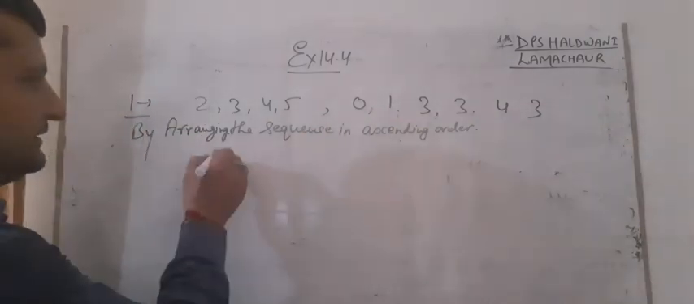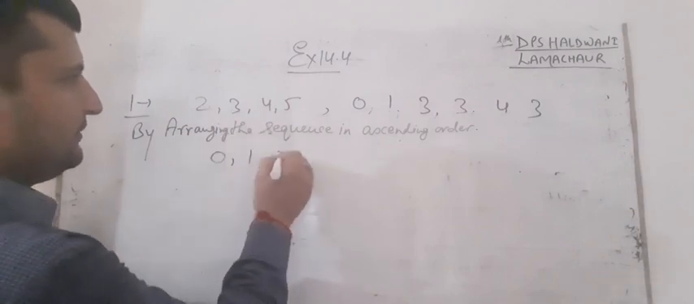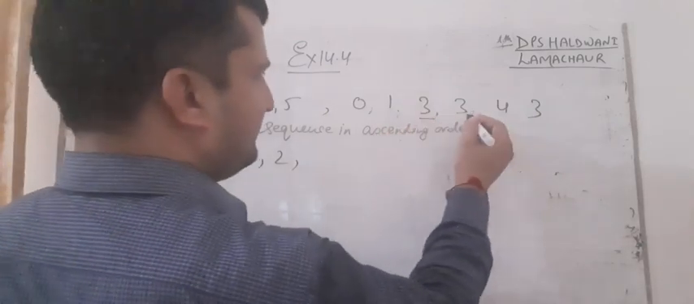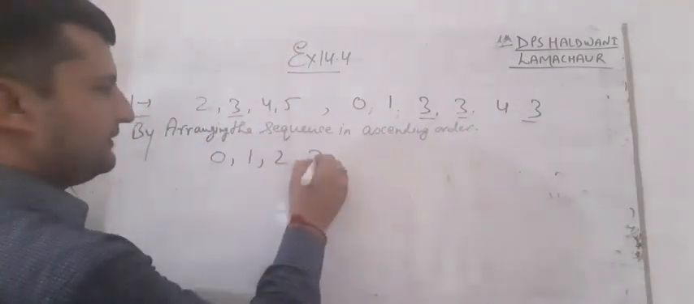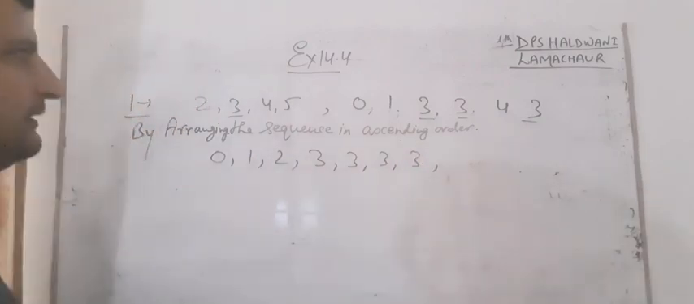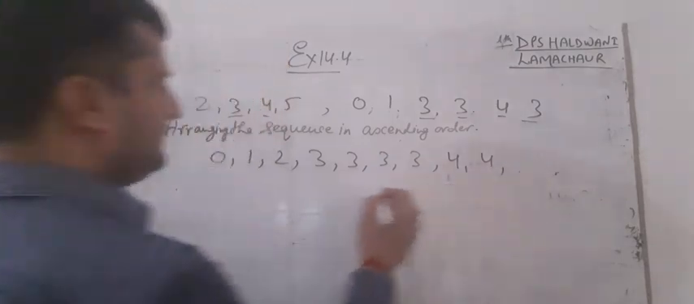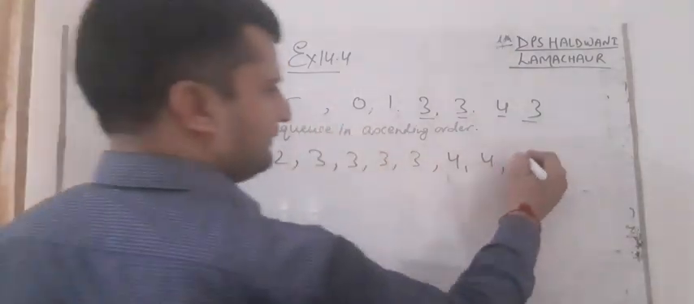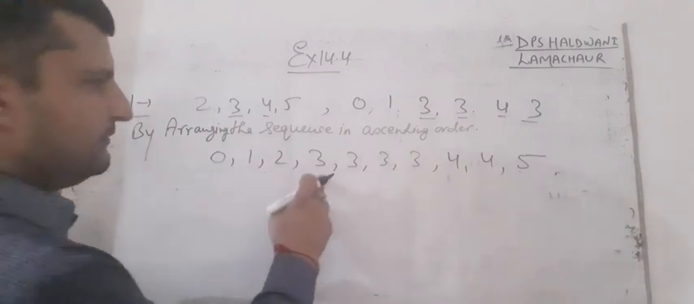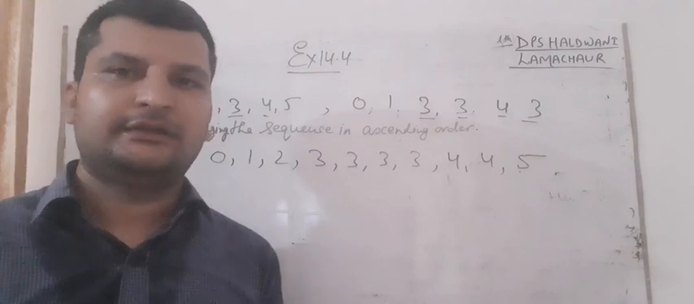So the first number is 0, then 1 is here, then 2 is here, 3 how many times? 1, 2, 3, 4 times 3 are here. And then after that, 2 4s are here. We can write it 4 4, and 1 5 is here. So we have to count this also: 1, 2, 3, 4, 5, 6, 7, 8, 9, 10. So our series is right.